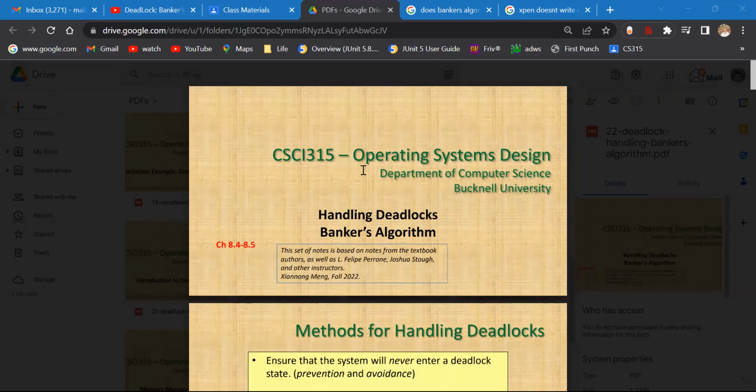So today we have a very interesting topic, and it is Banker's algorithm.